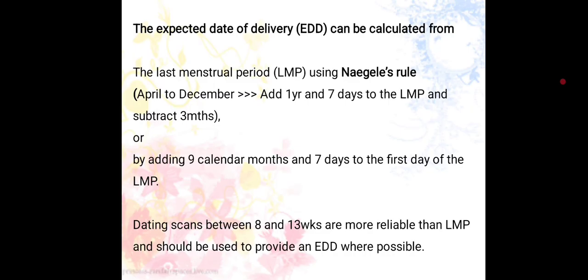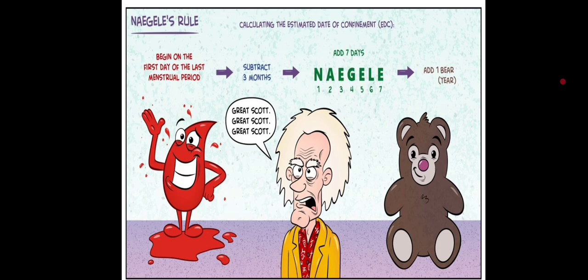So we can calculate the expected date of delivery if the patient is sure of her dates and knows her last menstrual period, by Naegele's rule. Another method to calculate the expected date is by dating scan, which is ultrasound between 8th and 13th weeks of pregnancy, which is more reliable than LMP. This is Naegele's rule: begin on the first day of the last menstrual period, subtract 3 months, add 7 days and add 1 year.